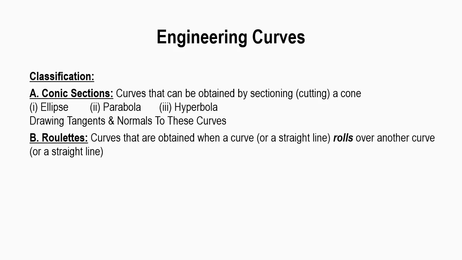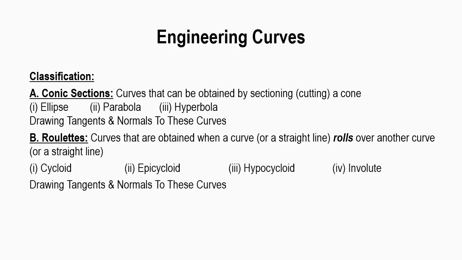Next category is the roulettes, curves that are obtained when a curve or a straight line rolls over another curve or a straight line. Now notice here that it is not possible for a straight line to roll over another straight line. Under this category we have cycloid, epicycloid, hypocycloid and involute. We will learn how to draw these curves and also how to draw tangent and normals to these curves.